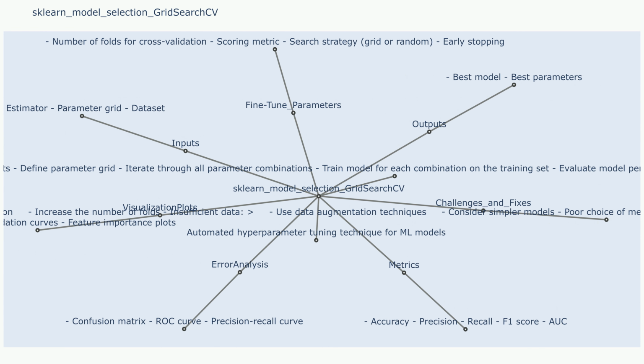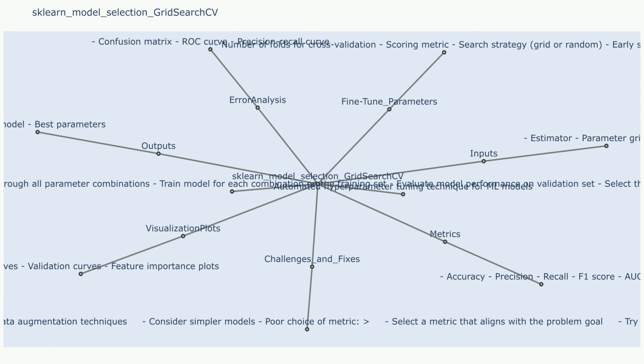Uncertainty methods. Confidence intervals provide a range of plausible values for the performance of the model. Bootstrap aggregating (bagging) trains multiple models on different subsets of the data and averages their predictions to reduce variance. Challenges and fixes. Overfitting to the validation set. Sample use case: if the validation set is too small or the data is not representative of the true distribution, the model might overfit to the validation set.